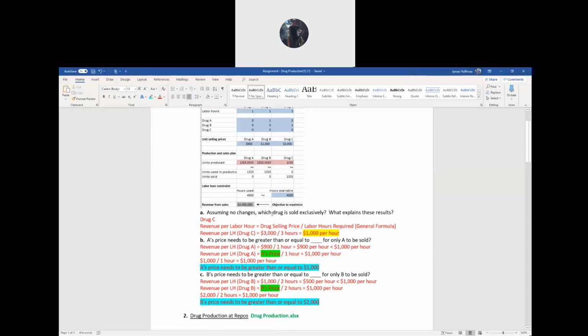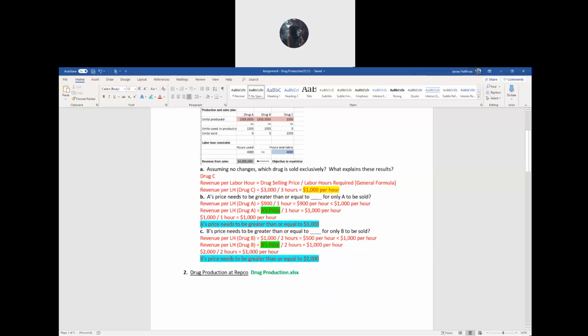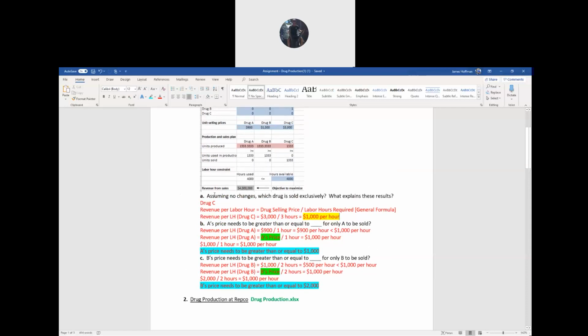So basically, if drug C's price is 3,000, drug A's price is 1,000, and drug B's price is 2,000, they all give exactly the same revenue per labor hour of $1,000 per hour. Okay, if there's any changes, then you got to figure out the changes. But that's the break-even point, given the labor hours that go into making each of these drugs.